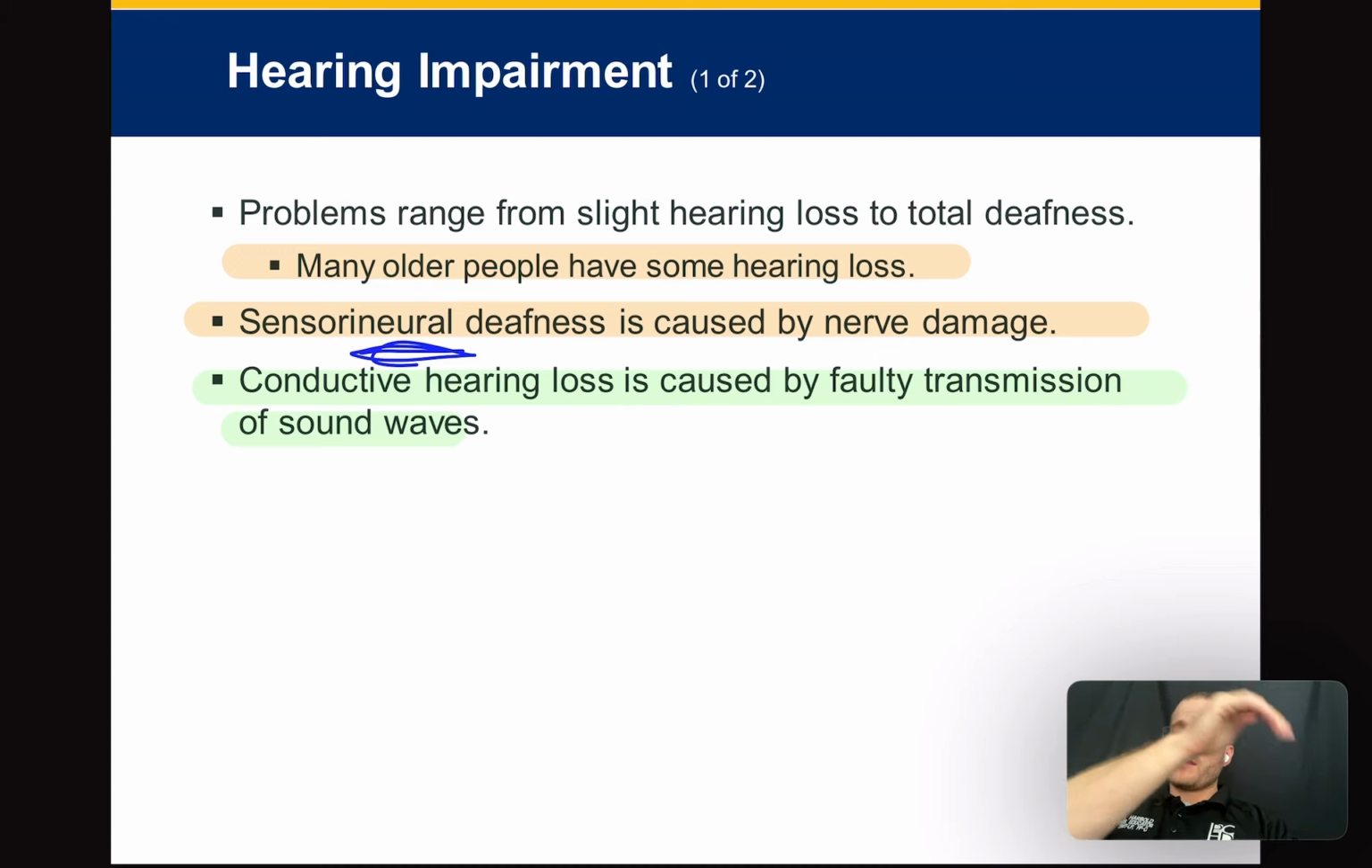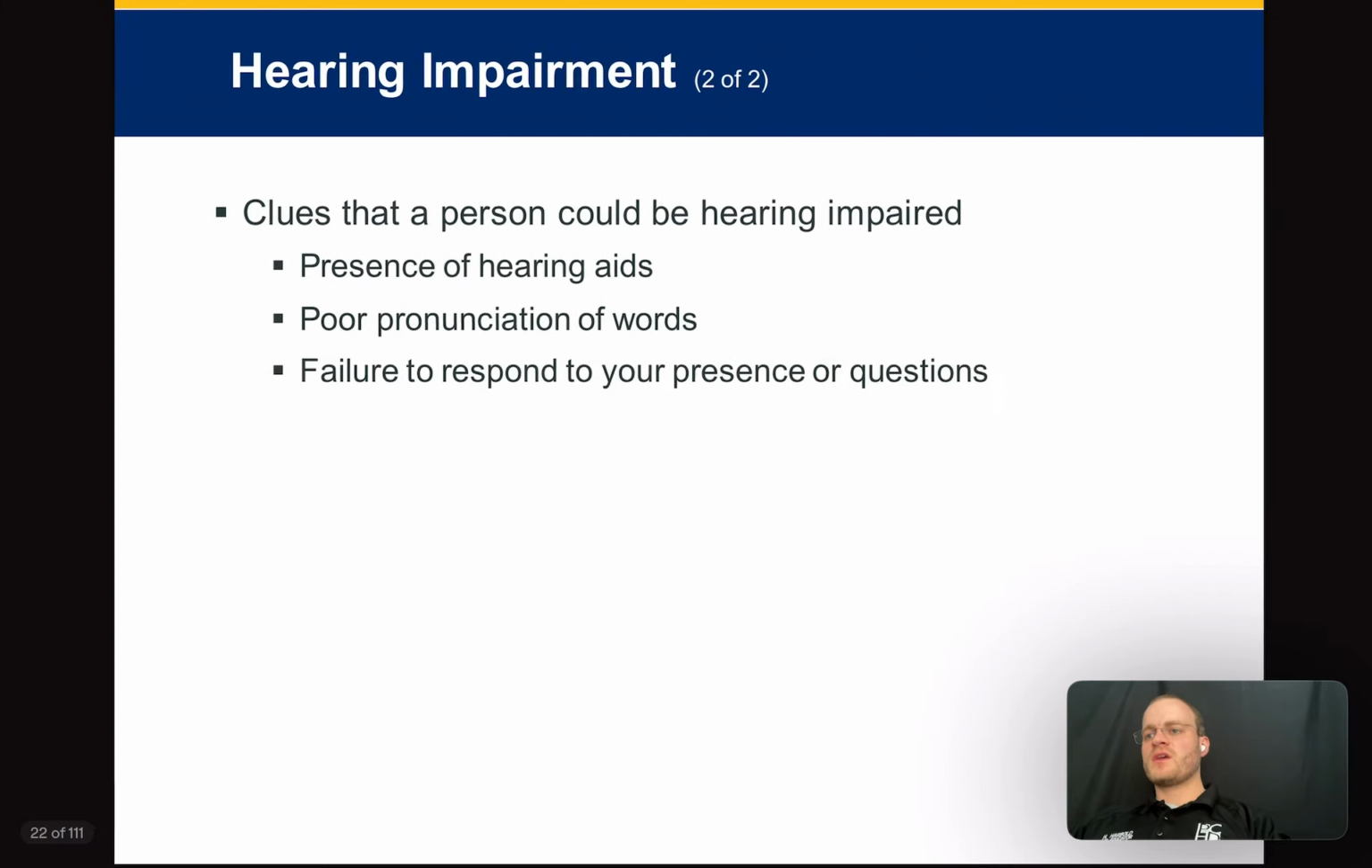Conductive hearing loss is when you can't conduct the sound waves through. Usually there's an obstruction or some malformation in your ear, or your ear's really old and the hairs in there are hardened. That's conductive hearing loss, by far the most common cause of hearing loss. And then sensorineural hearing loss has to do with the nerve, okay?